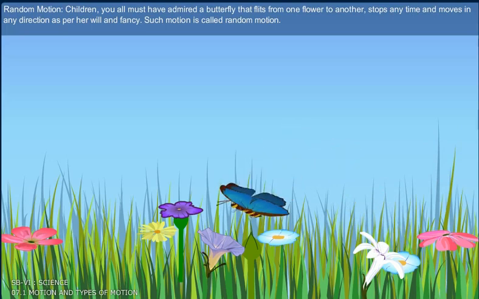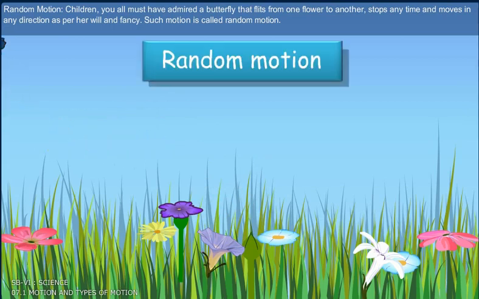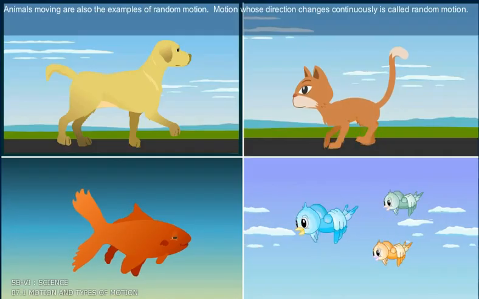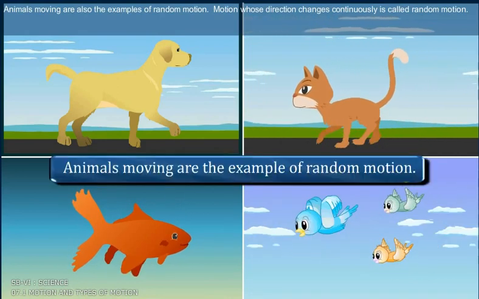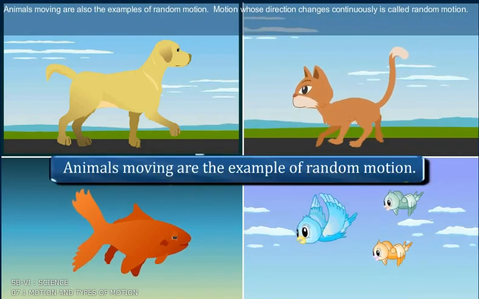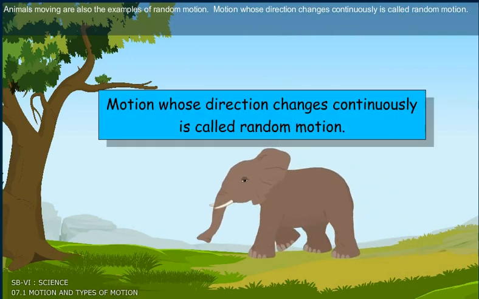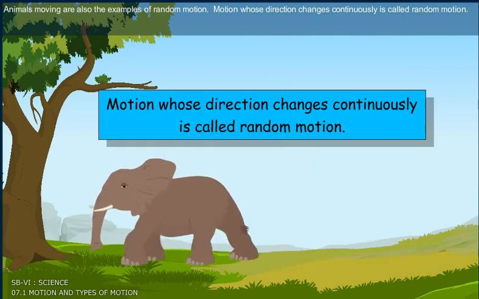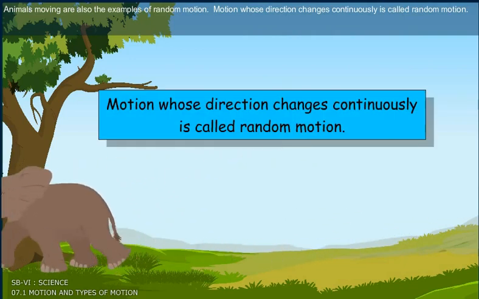Random motion. Children, you all must have admired a butterfly that flits from one flower to another, stops any time and moves in any direction as per her will and fancy. Such motion is called random motion. Animals moving are also examples of random motion. Motion whose direction changes continuously is called random motion.